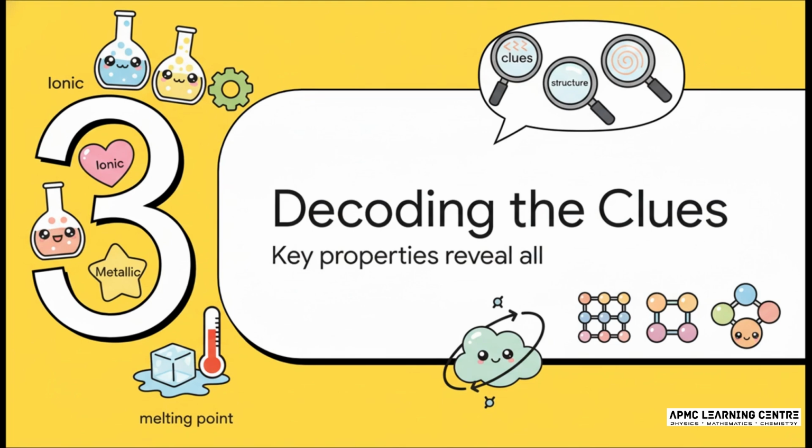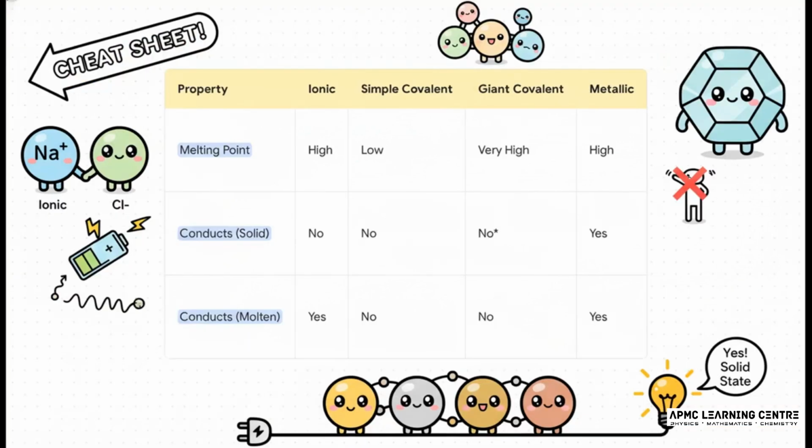Once you've made that first cut based on the melting point, you need other clues to figure out if you're dealing with something ionic, metallic, or giant covalent. And here it is, your exam cheat sheet. Take a good look at this. Notice how only metals conduct electricity when they're in the solid state. That's a huge giveaway. And here's another crucial difference. Both ionic and giant covalent structures have high melting points, but only ionic compounds will conduct when they're molten. Giant covalent structures? Nope, they don't conduct at all. Well, except for graphite, that famous exception. These are the little details that are going to earn you big points.